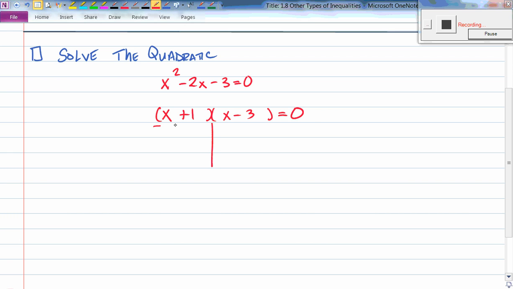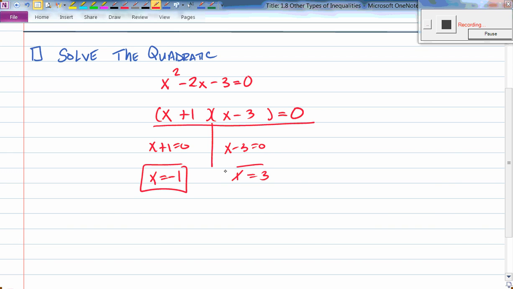We then go ahead and use the zero product property, which says that x plus 1's got to be 0 or x minus 3's got to be 0, which means that x either has to be negative 1 or x has to be 3. Okay? These two pieces of information are called your zeros. Why are they called your zeros? Any thoughts on that?